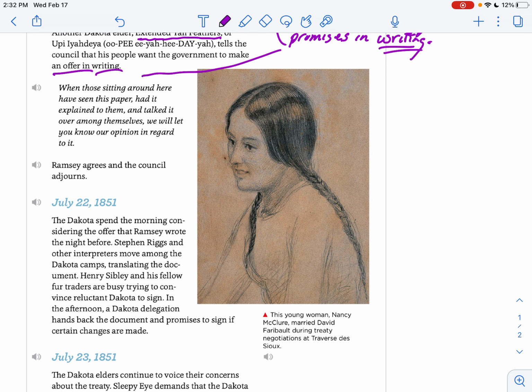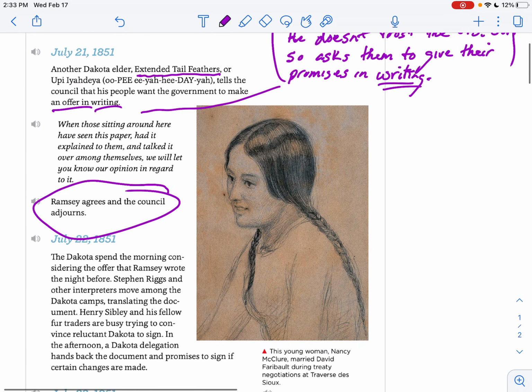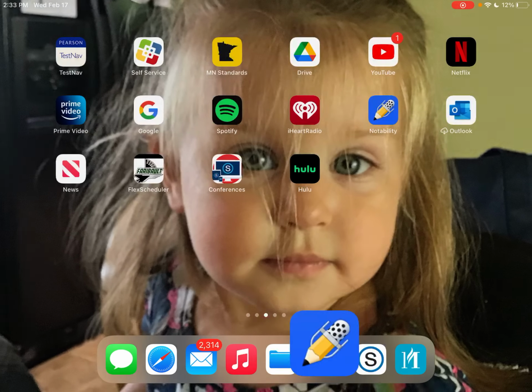All right, Ramsey agrees and the council adjourns. So Ramsey agrees to this. He says, yeah, okay. I wonder if I can copy this and put it there. You guys are smarter than I am. Anyway, so next day, July the 22nd, the Dakota spend the morning considering the offer Ramsey wrote the night before. Stephen Riggs and other interpreters move among the Dakota camps, translating the document. Henry Sibley and his fellow fur traders are busy trying to convince reluctant Dakota to sign. In the afternoon, a Dakota delegation hands back the document and promises to sign if certain changes are made.